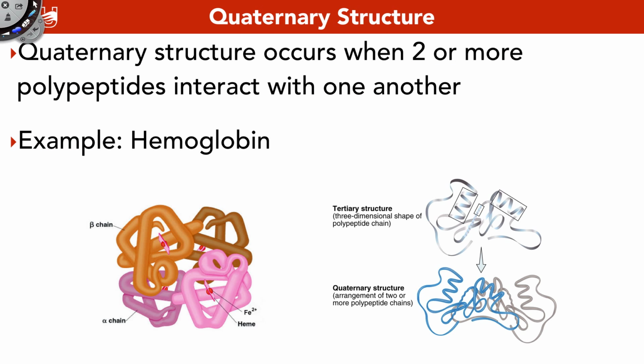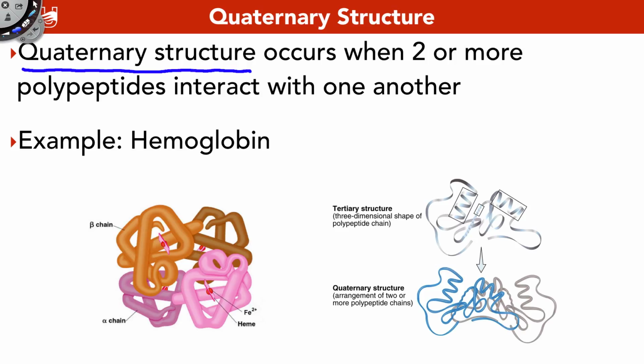The final shape of a protein, and many proteins are going to stop at tertiary structure, but sometimes a protein will have to combine with another to make a functional unit. And in that situation, we have quaternary structure. This is when two or more proteins combine, or in this case you call them polypeptides, to form a functional protein.